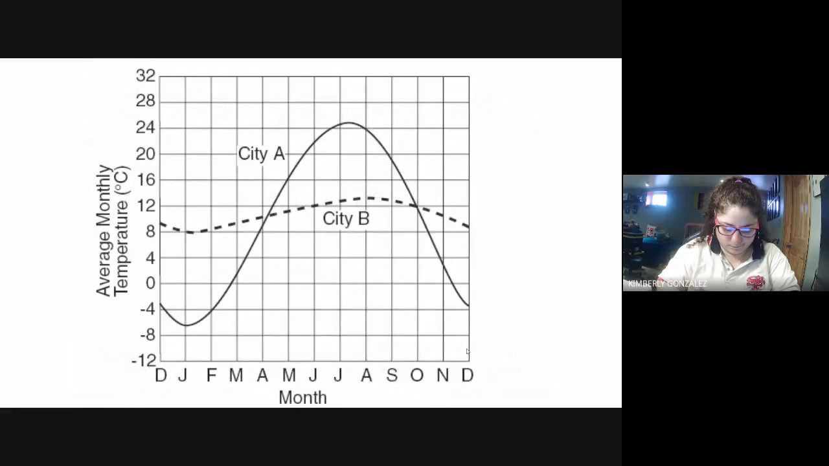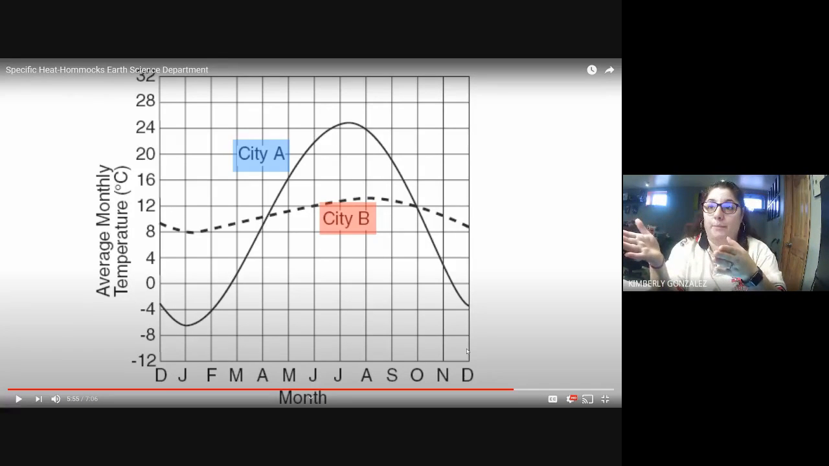So when you look at a graph like this, you're comparing two cities. City A is going to be the solid line, and city B is going to be the dotted line. You notice that city A has a huge difference between your average temperature from winter to summer compared to city B's temperatures from winter to summer. City B is much more moderated. That must be closer to the water. So we would be like city B.